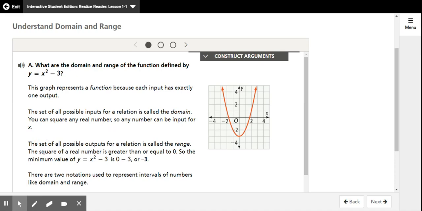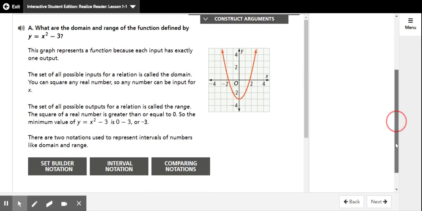All right, the set of all possible outputs for a relation is called the range. The square of a real number is greater than or equal to 0. So the minimum value of y equals x squared minus 3 is 0 minus 3, or negative 3. The other way you can see the range is just by looking at the graph. Negative 3 is the bottom, and then it goes up in both directions. So negative 3 is the least it could be, but it can certainly go higher in terms of the y values, which is the range.